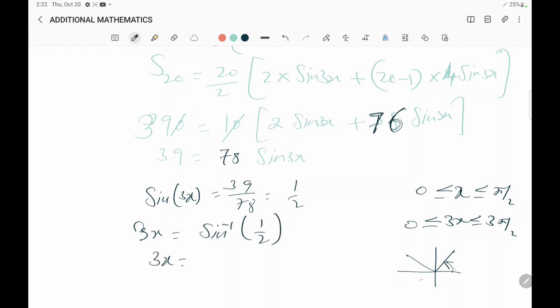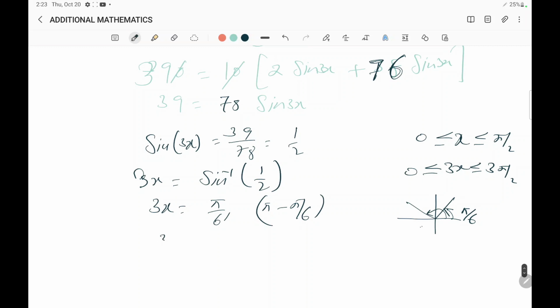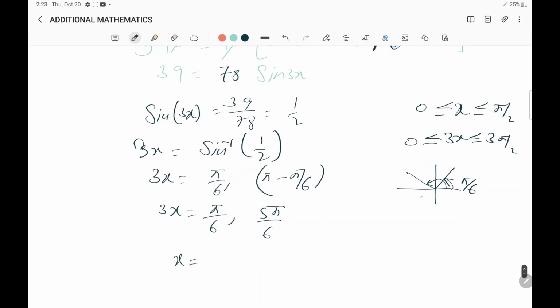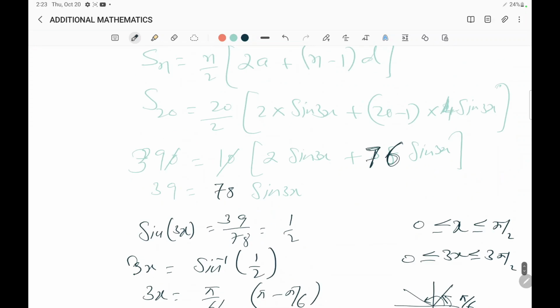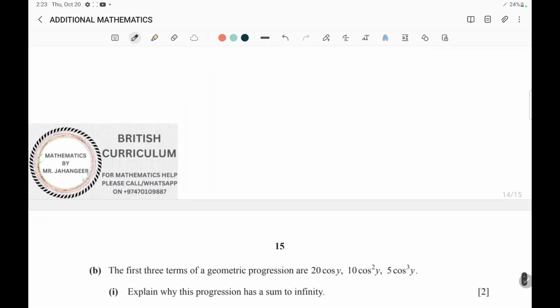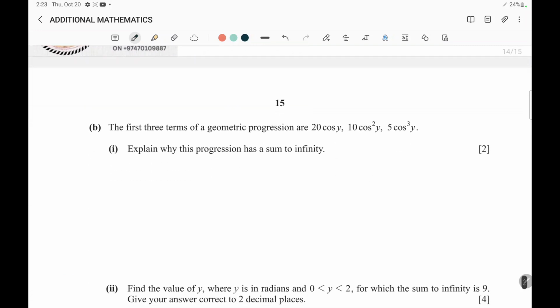So the first angle is this, which is pi by 6. But we have to find this angle also, which is pi minus pi by 6. So guys, 3x is pi by 6 and 5 pi by 6, right? Now we have to divide by 3 also. So pi by 18, comma, 5 pi by 18. So x equals pi by 18, 5 pi by 18. These are the exact values of x we got. Okay, now move to the next question.